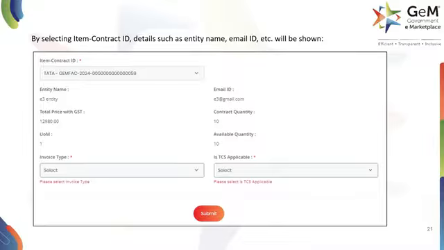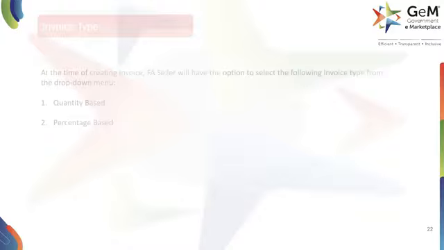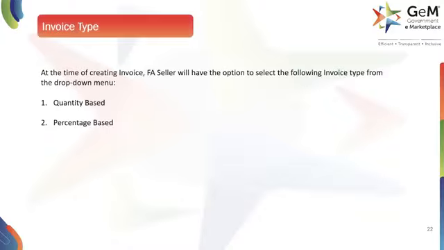The next critical step is to select the invoice type. You will be given two options from the drop-down menu: quantity-based and percentage-based. Let's take a closer look at these two invoice types. Quantity-based: this is used when you are invoicing a specific number of items that have been delivered. Percentage-based: this is used when you are invoicing for a percentage of the total contract value, which is common for milestone payments or partial deliveries.